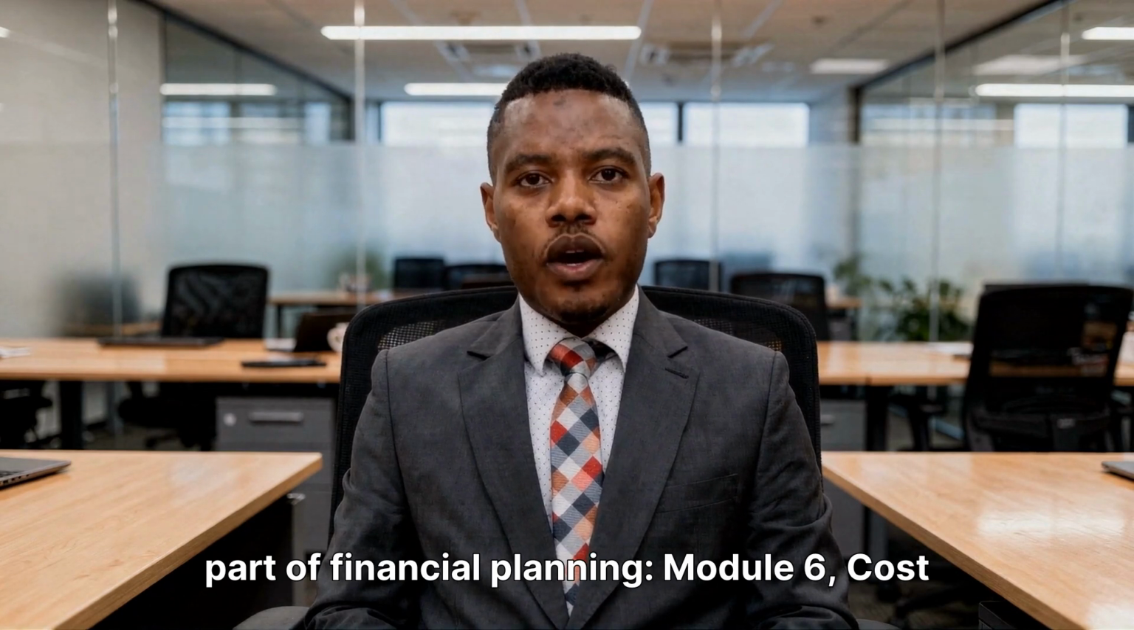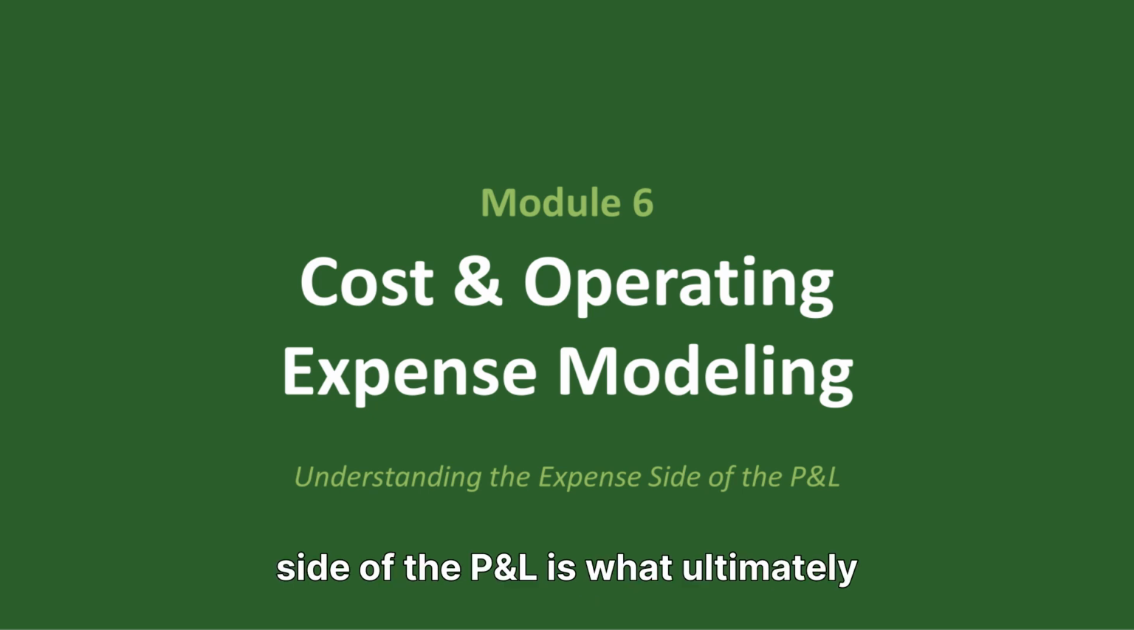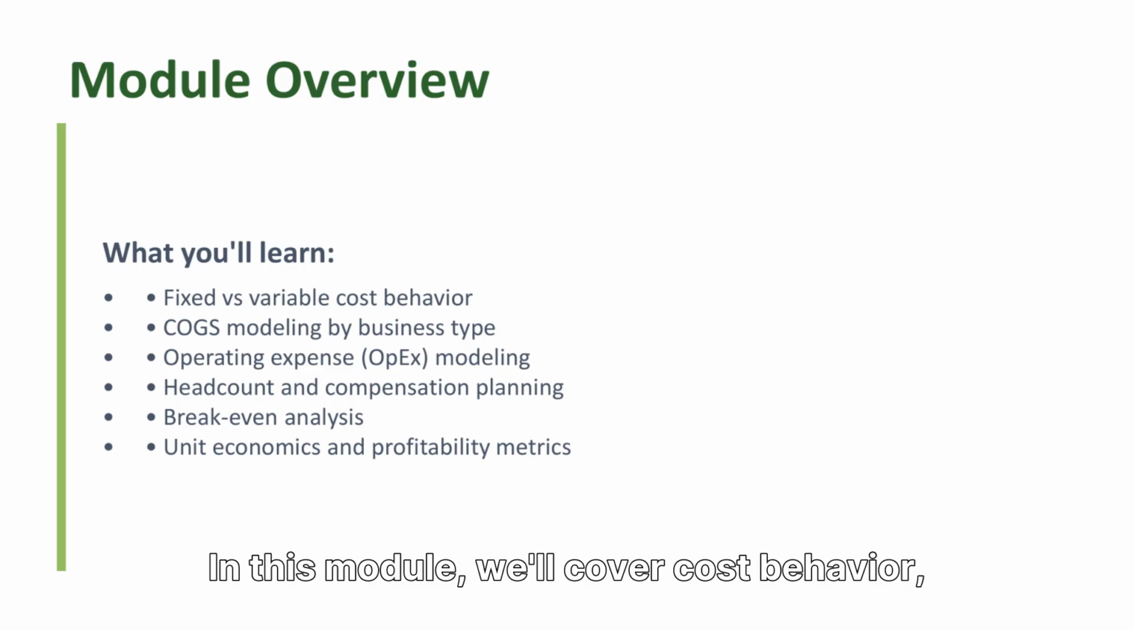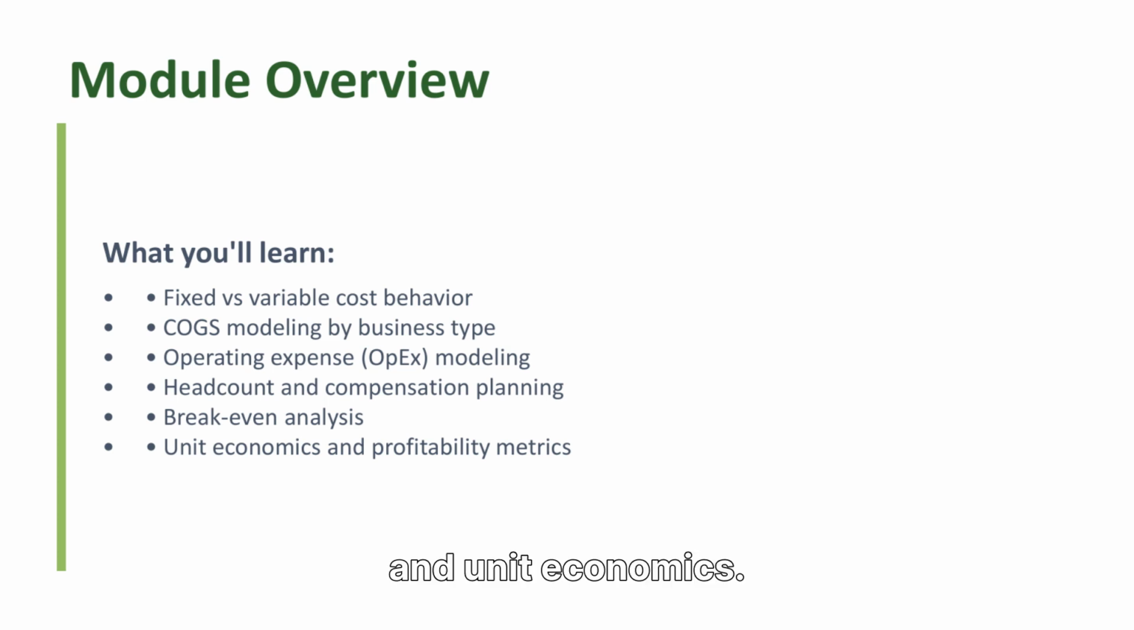Module 6, Cost and Operating Expense Modeling. While revenue is exciting, understanding the expense side of the P&L is what ultimately determines your profitability and long-term sustainability. In this module, we'll cover cost behavior, COGS modeling, OpEx, headcount planning, break-even analysis, and unit economics.